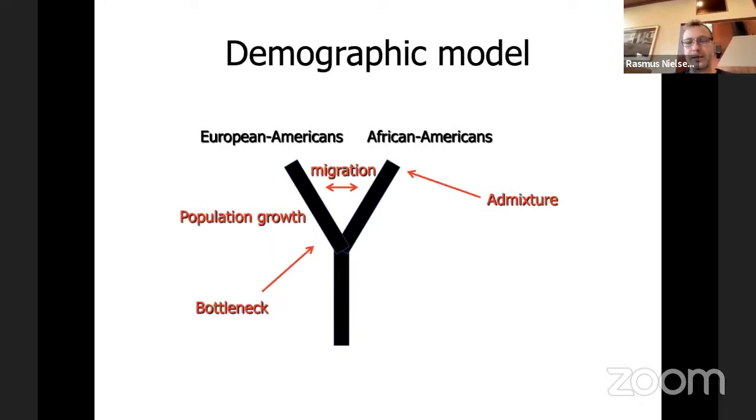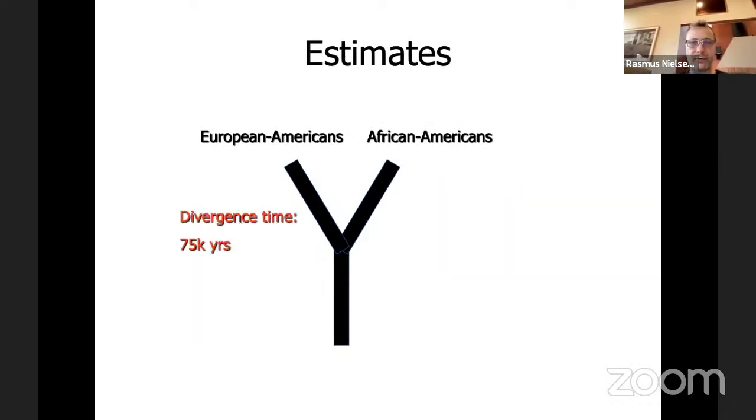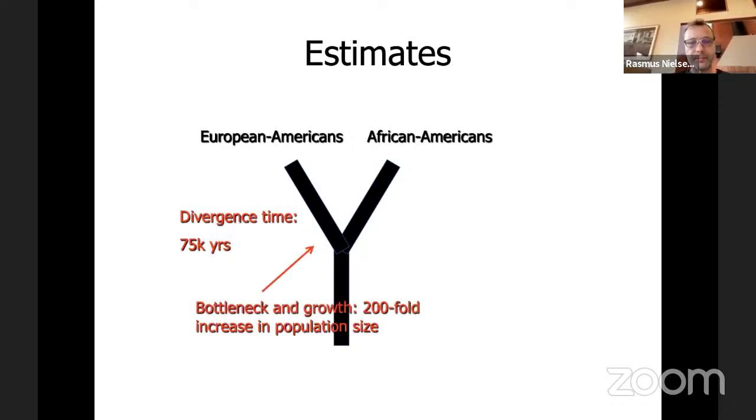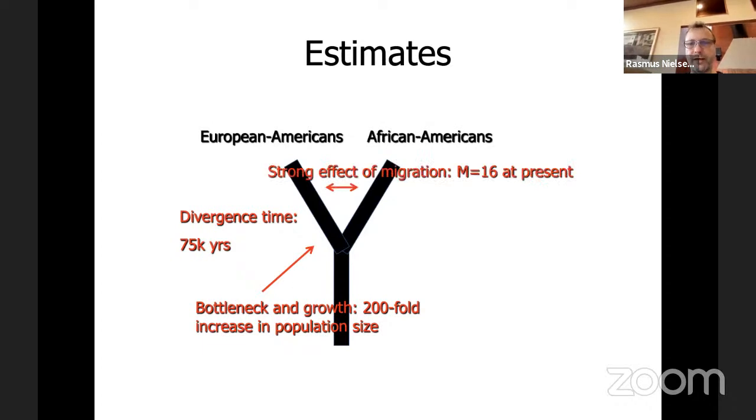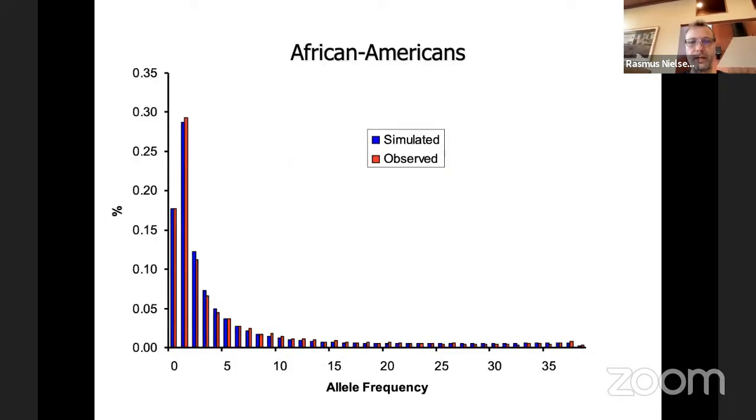You have a bunch of parameters. You can, for this joint site frequency spectrum, estimate these parameters. So for example, divergence time, we estimated here at 75,000 years. Bottleneck and growth, 200-fold increase in population size since the divergence time in European Americans, strong effect of migration, and so on. And then you could look at how well the model fits the data.